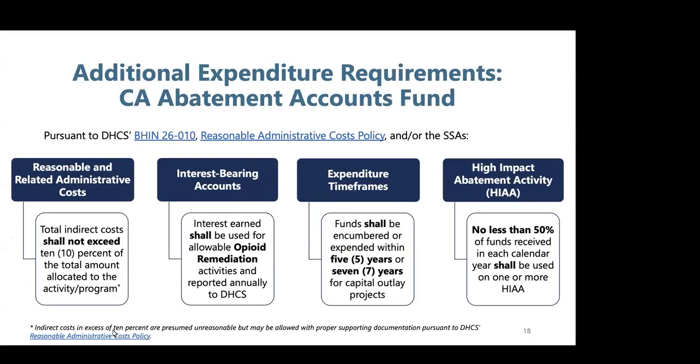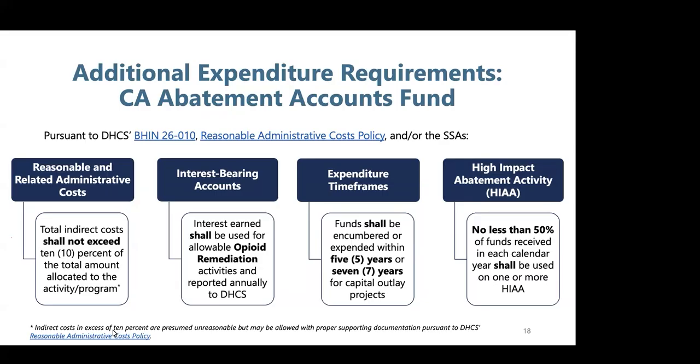So of course, like I said, there are more requirements than what I've mentioned. We have put these in some guidance policy documents. We have it linked above here, our behavioral health information notice. This is specific to the California Abatement Accounts Fund. We also have another behavioral health information notice specific to our California Subdivision Fund. But essentially, our reasonable and related administrative cost policy, again, shall not exceed 10%. Now there's a little asterisk there saying if the indirect costs, which we consider to be administrative costs, are in excess of 10%, we presume them unreasonable, but we may allow them if there is supporting documentation.